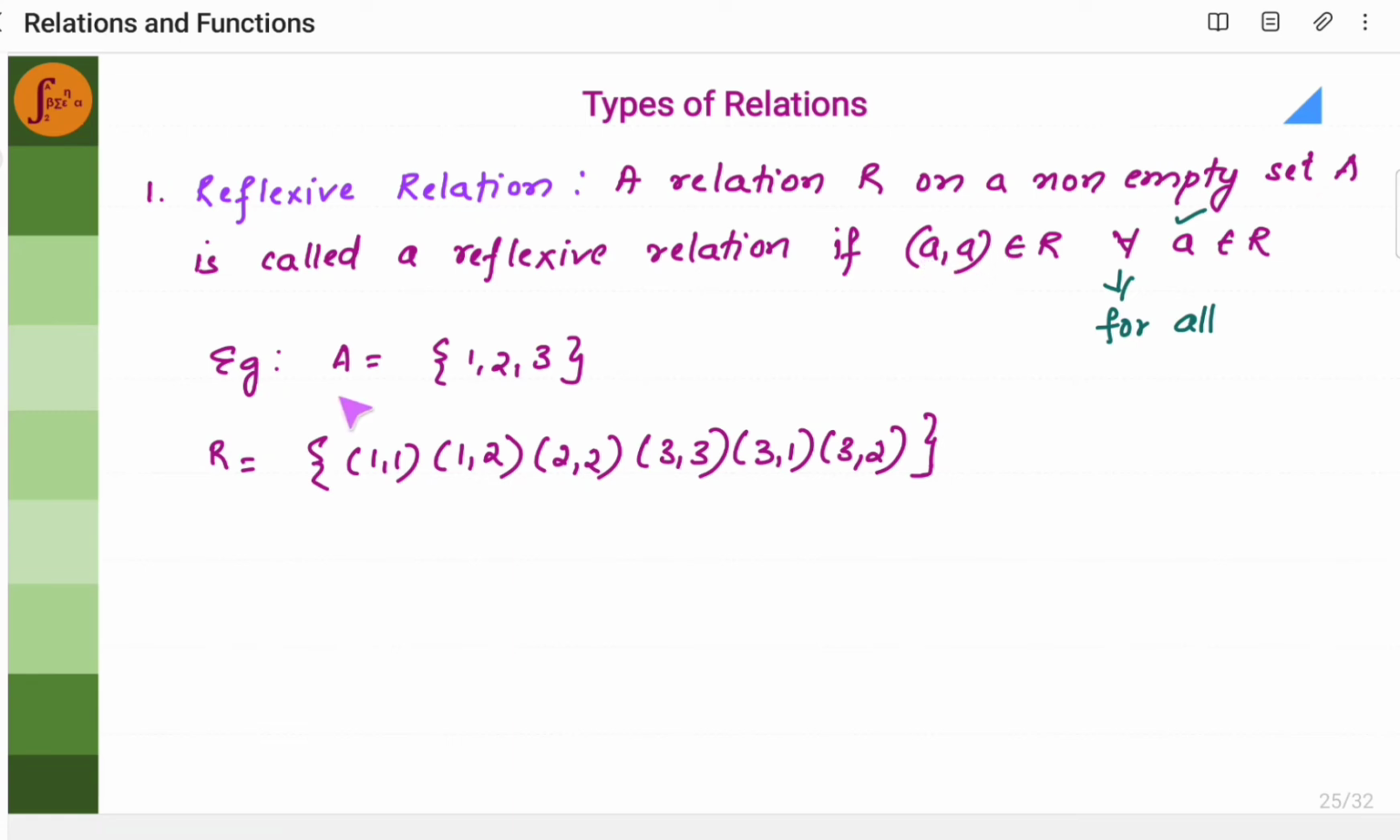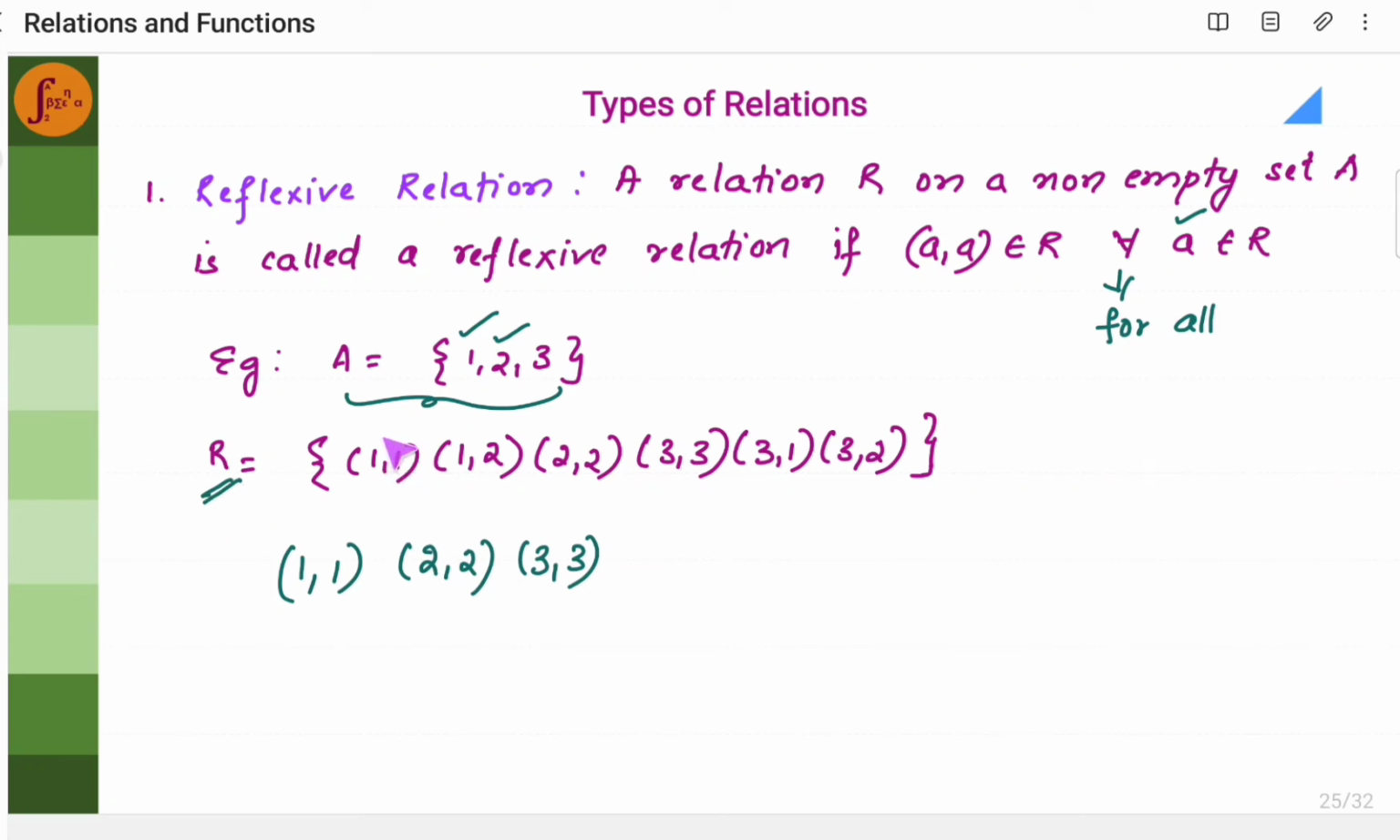So for example, take this set A is equal to 1, 2, 3. And R is defined like this. R is set of ordered pairs, right? Now I take an element from A, say 1. If I take 1 from set A, I should have 1, 1 in R. Then only it's called as reflexive. And this should happen for all the elements. So I should have 1, 1. Let's go to the second element 2, 2, third element 3, 3. So I should have this kind of ordered pairs in R. Only then I can call this R as reflexive relation.